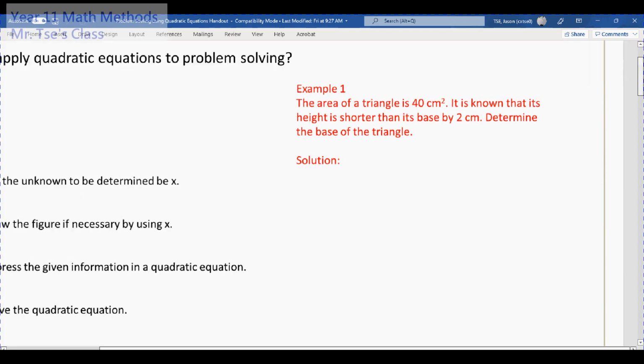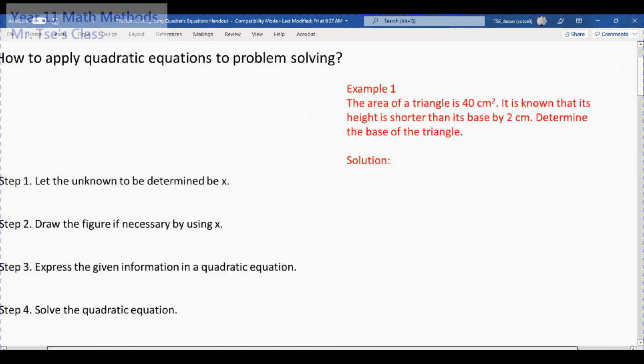this is example one. The area of a triangle is 40 centimeters square. It's known that its height is shorter than its base by 2 centimeters. Determine the base of the triangle. So obviously, given the area of a triangle, and then you know that the height is shorter than the base by 2 centimeters, then you need to find the base.